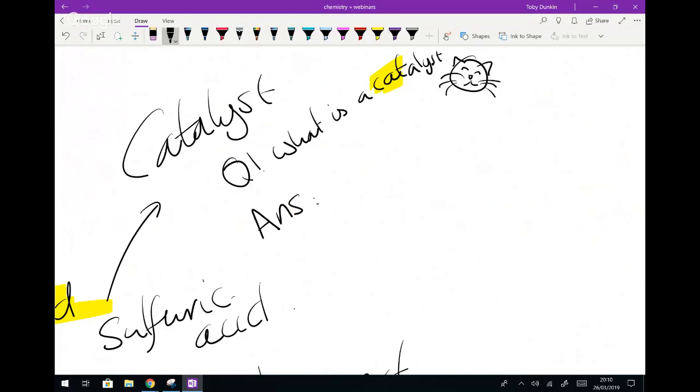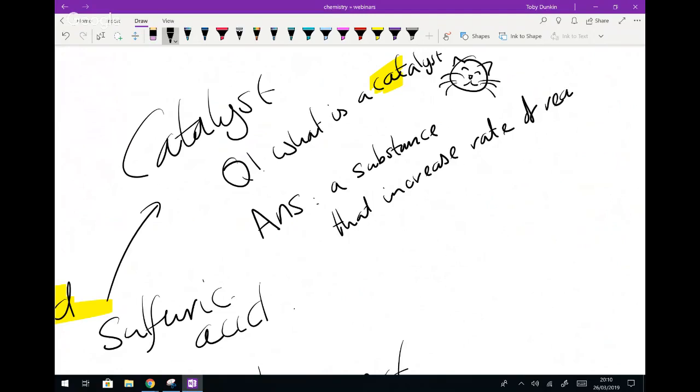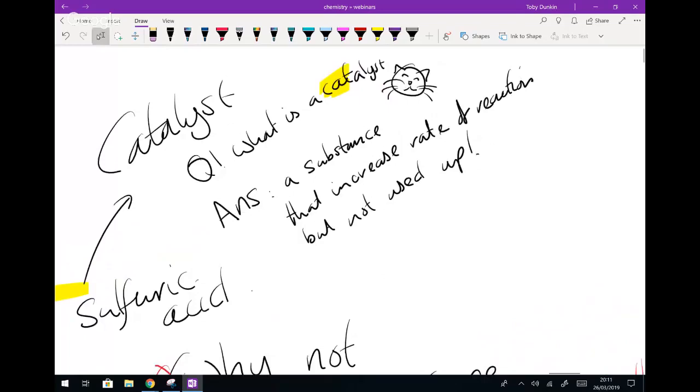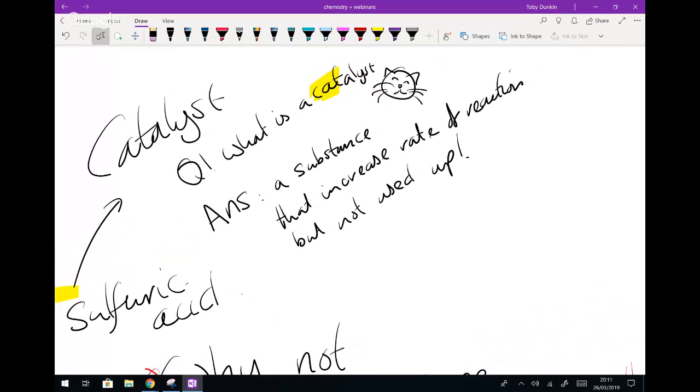A substance that doesn't get used up and lowers activation energy. A substance that increases the rate of reaction, but is not used up. Lasts forever. Why does a company use a catalyst of platinum even though it costs such high amounts? Because they only need to buy it once, and it makes them more and more money every single time.